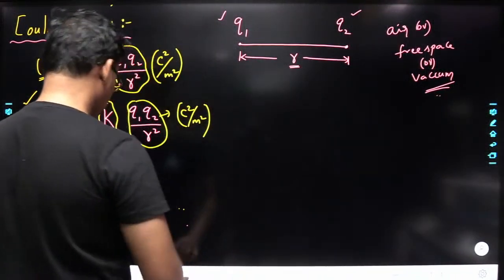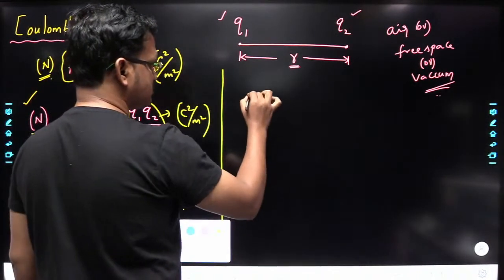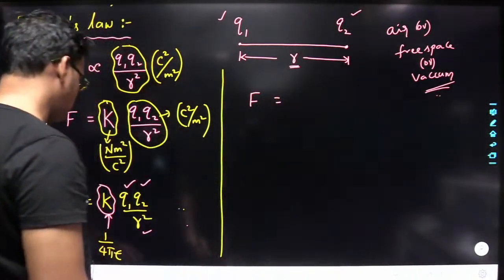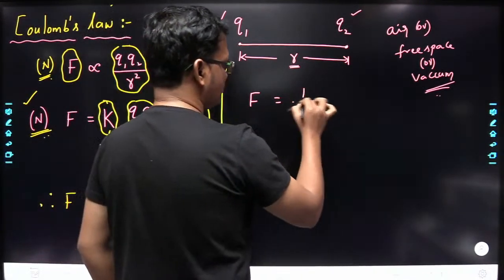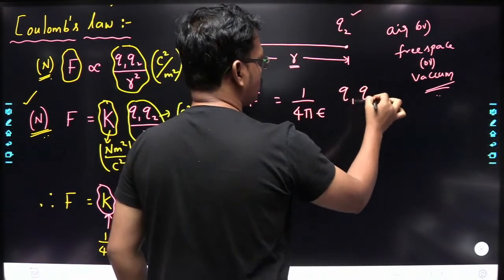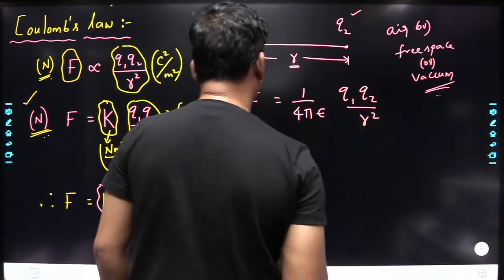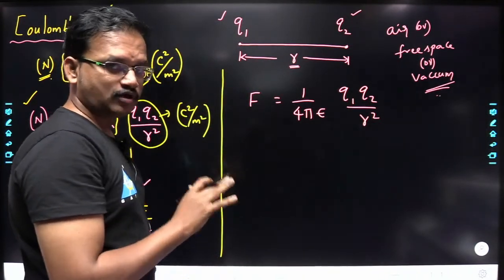Right. So the force between the charges, F, is equal to what here? In place of K, just replace it with 1 by 4 pi epsilon. So you will get F equals 1 by 4 pi epsilon into Q1 Q2 by R square. Here I am talking only about the magnitude of force.